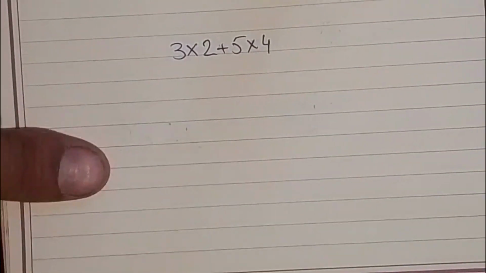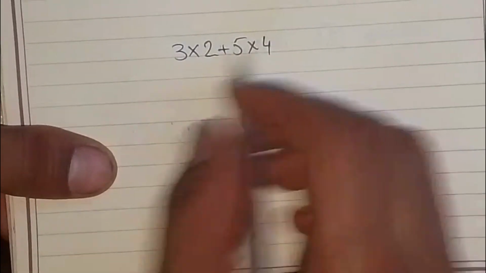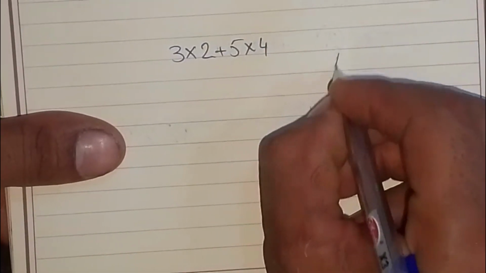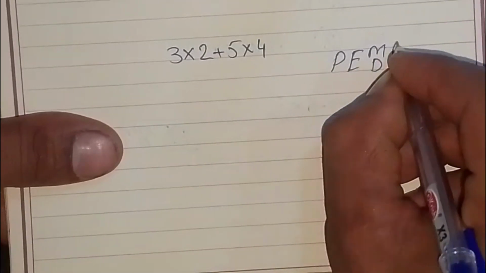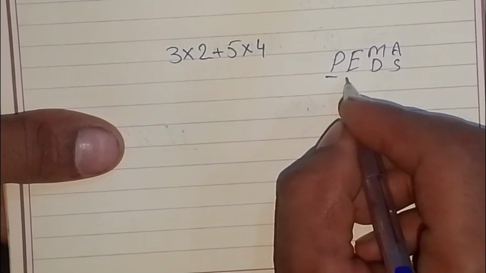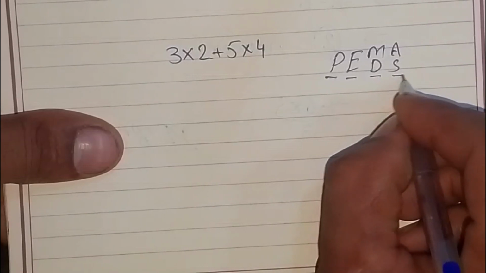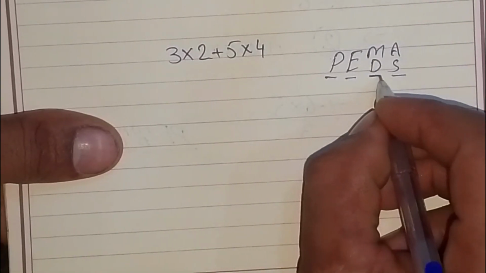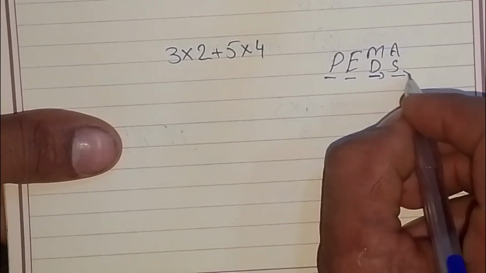Today we find the value of this expression: 3 multiplied by 2 plus 5 multiplied by 4. So now we solve it by the rules of mathematics, PEMDAS. According to the PEMDAS rule, first we solve parentheses, then exponent, then multiplication or division, and then addition or subtraction. Multiplication or division we solve from left to right, and addition or subtraction we solve from left to right.